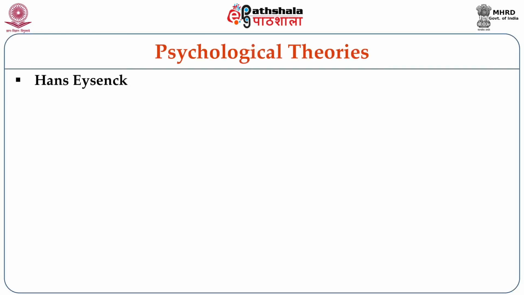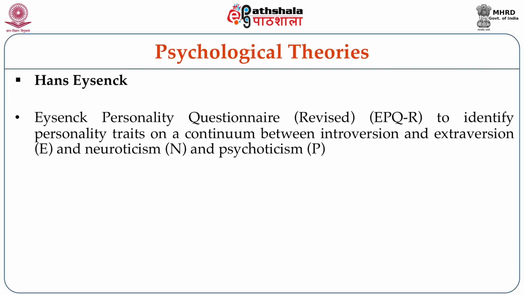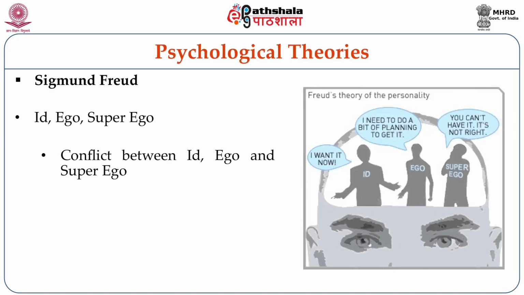Psychological theories, we'll talk about Hans Eysenck, who came up with the personality-based questionnaire and identified personality traits, basically neuroticism and psychoticism. And he said that extroverted people are more likely to commit criminal behavior than the introverted people. Then there's Sigmund Freud. Everybody knows about his contribution, his ego and superego, and the conflict between the ego and the superego, leading to certain kinds of repressed sexual desires, which finally lead to criminal behavior.